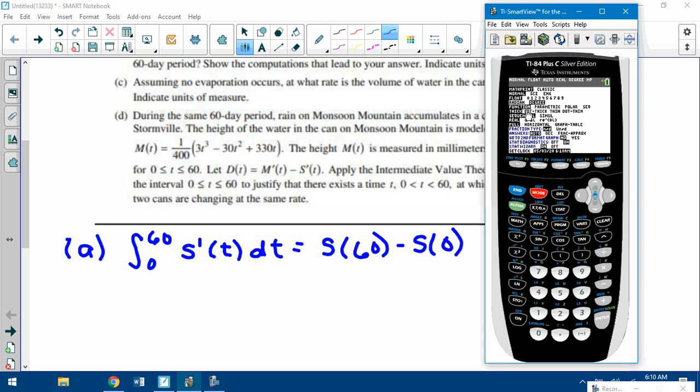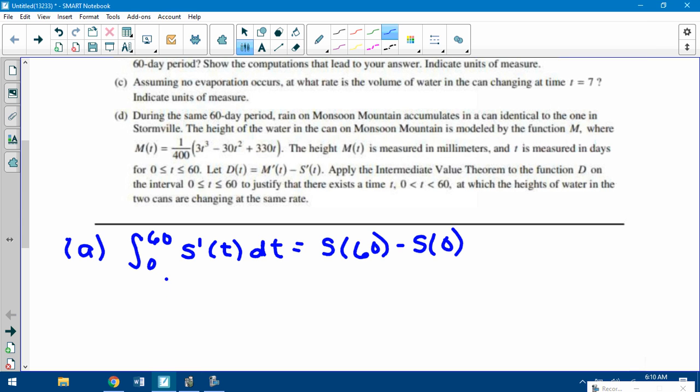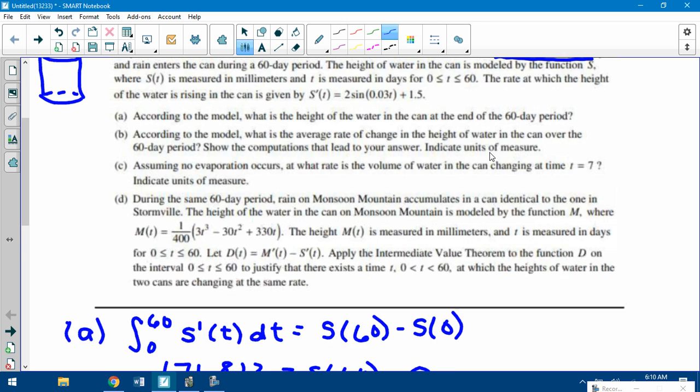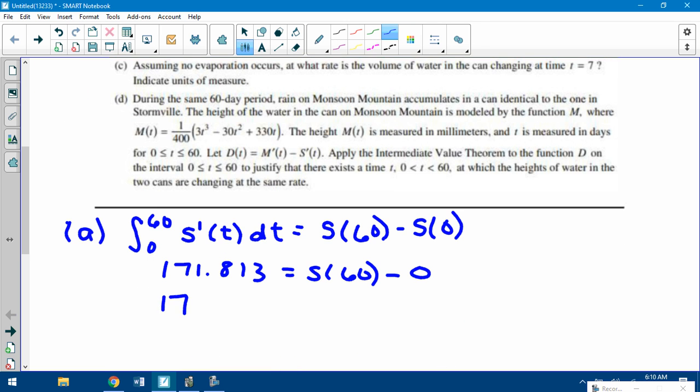Make sure your mode is in radians. Oh, see, mine was in degrees. So I'm going to switch over to radians there. And then hit enter. 171.813 equals s of 60 minus 0, because we said s of 0 was 0. So they say indicate units. You don't have to indicate units here, but it is in millimeters.